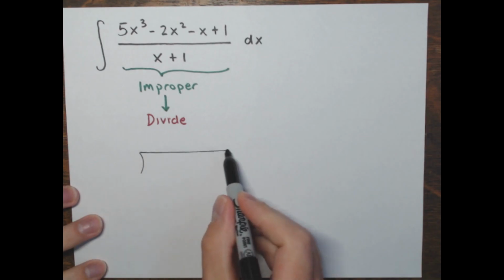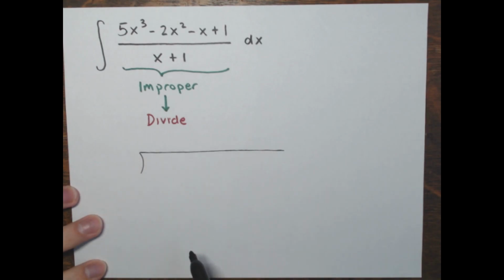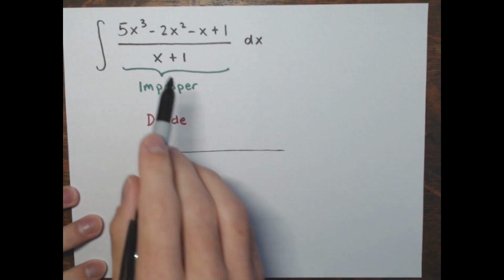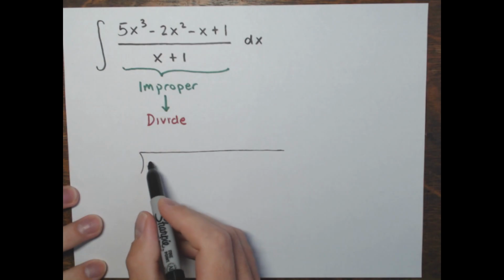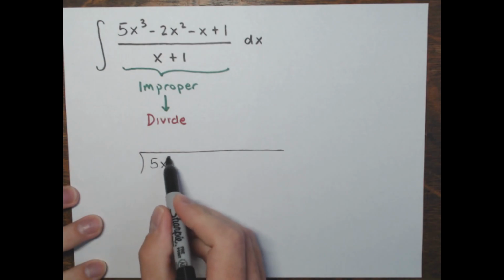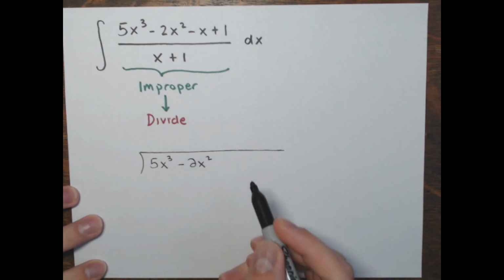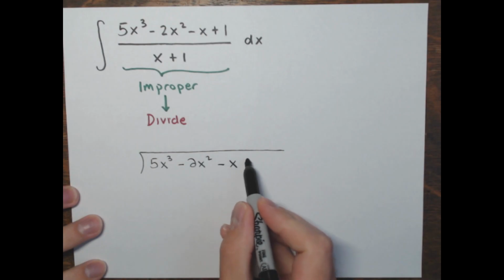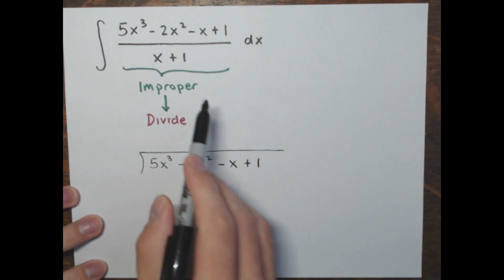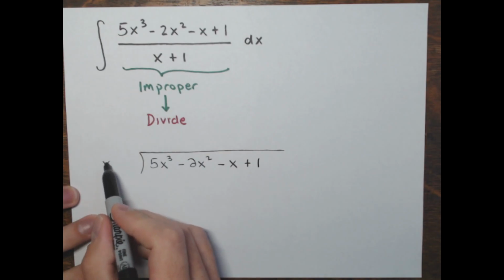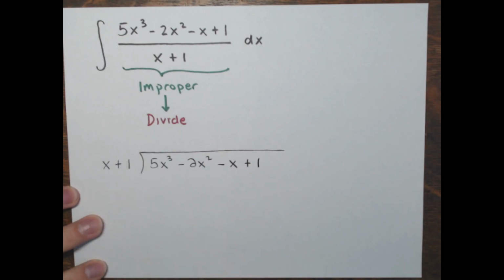So I write my long division symbol. It almost looks like a square root, but it's not. The numerator goes underneath it. I'm putting them in descending order, 5x cubed, then the minus 2x squared term, and then the minus x, then the plus 1. And the divisor is your denominator, right? That goes on the outside over here on the left side of the symbol, x plus 1.